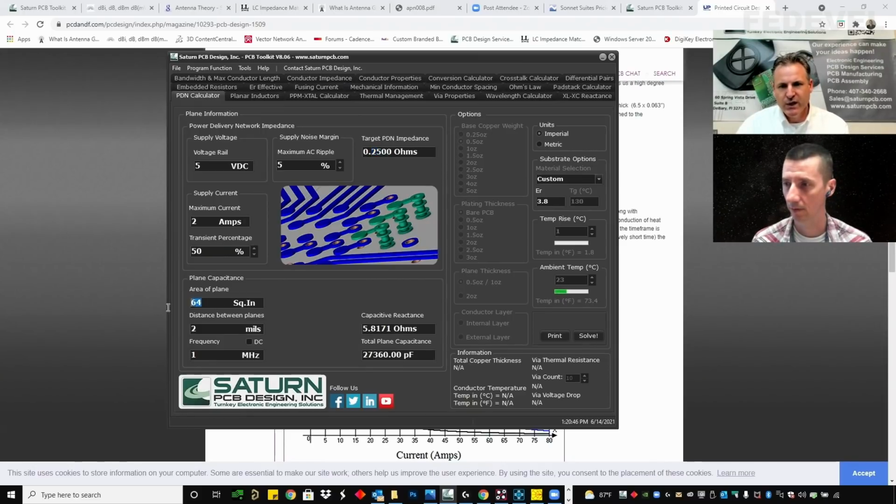Okay. And also I put in capacitive reactance and total plane capacitance, area of a plane, like 1 square inch of a plane, distance between planes, 2 mils, frequency. And this will tell me that 1 square inch of plane with 2 mil distance will be at 427 picofarad.